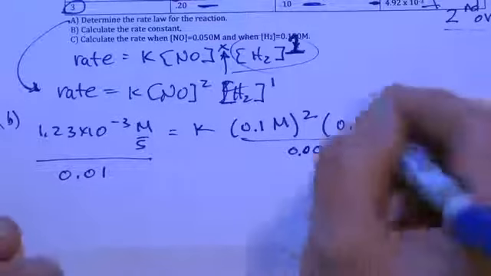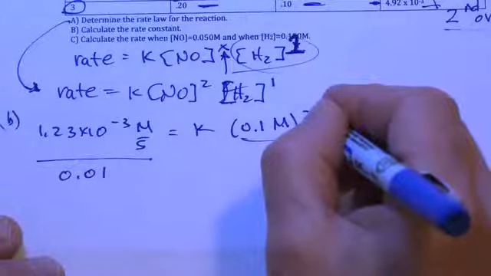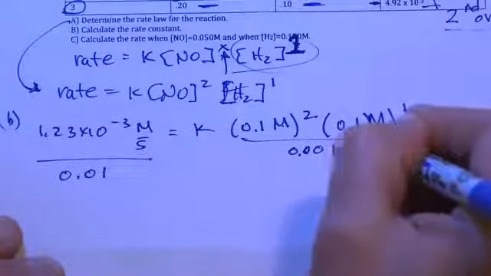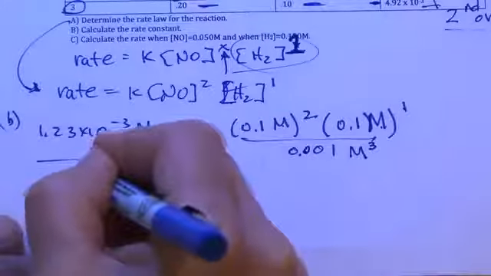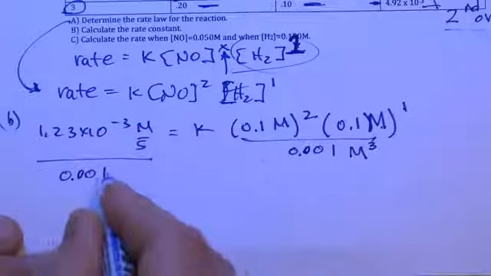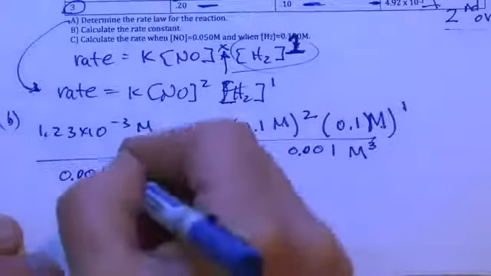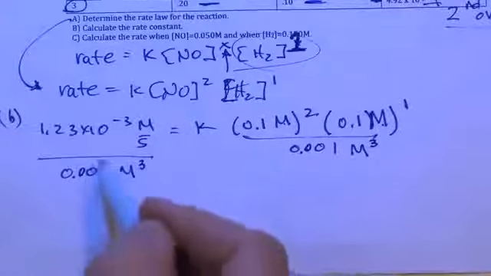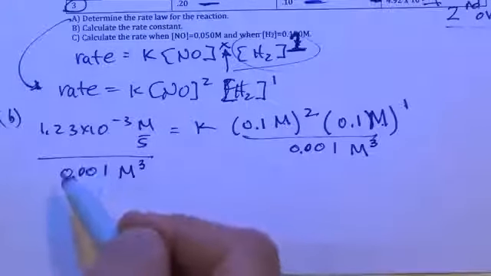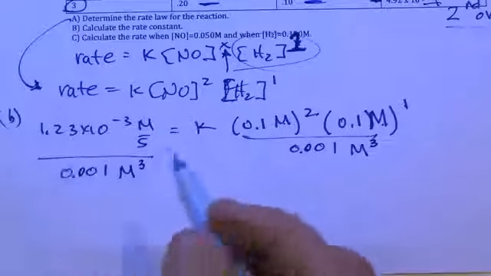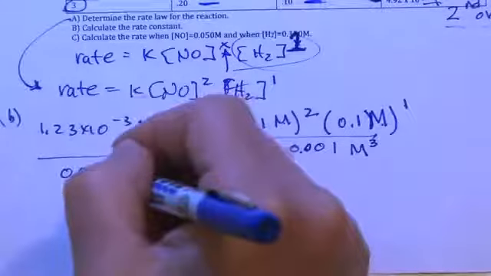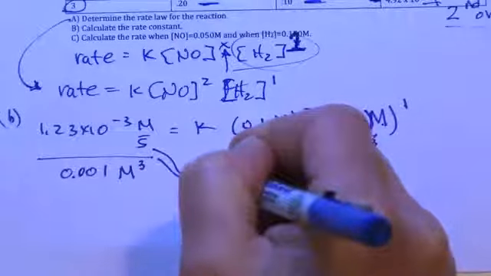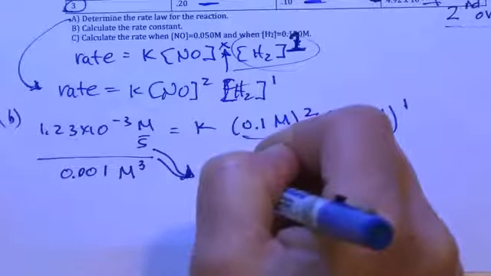Okay, and notice this is going to be molarity to the second power and molarity to the first power, which means I'm going to have to divide it by molarity cubed. And dividing this side, remember once again, it's actually 0.001. And this is molarity to the third power as well. Now doing this little bit of math right here, if I plug this into the calculator, I end up with the magnitude of this being 1.2.